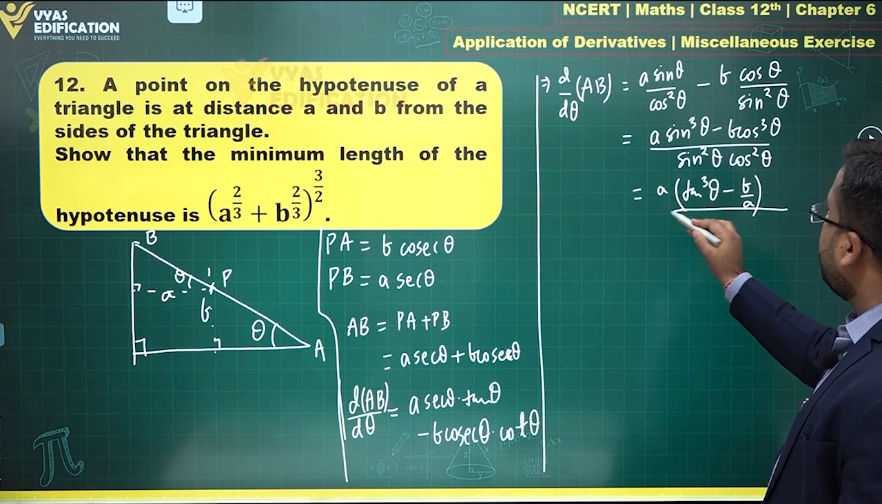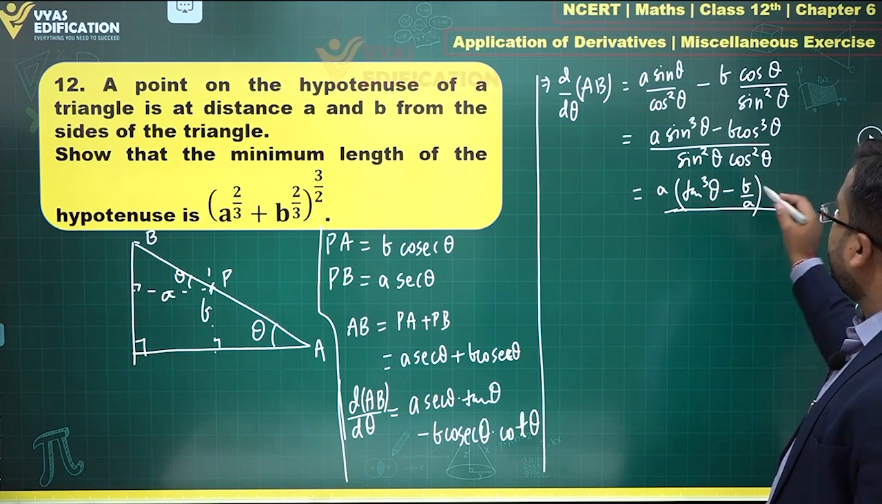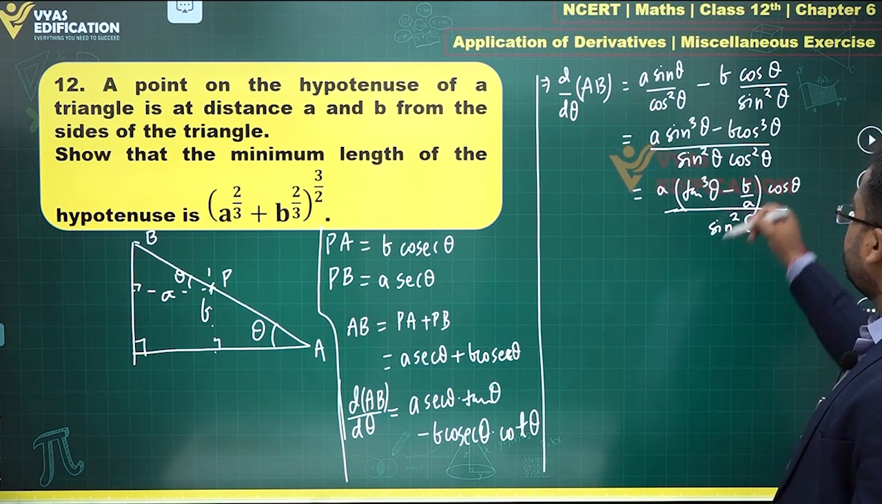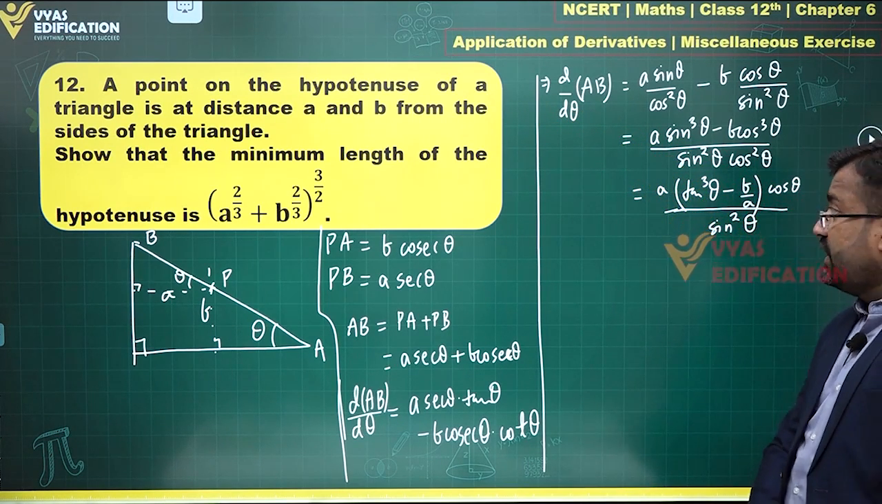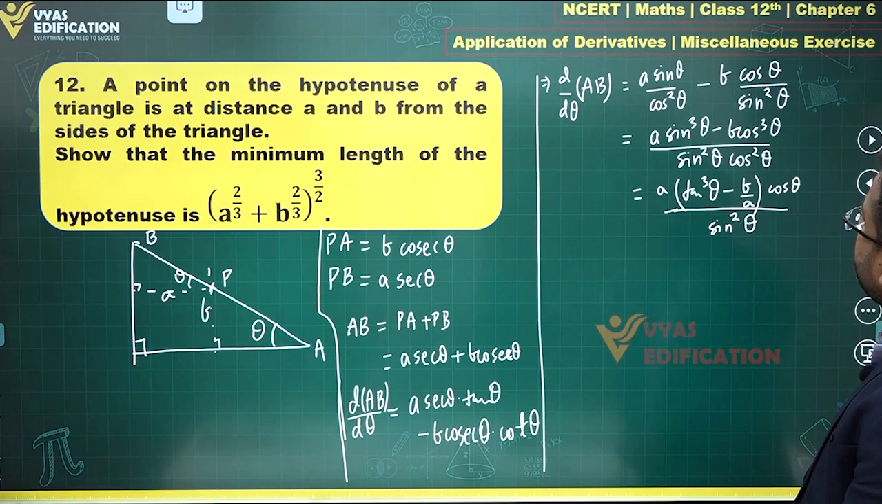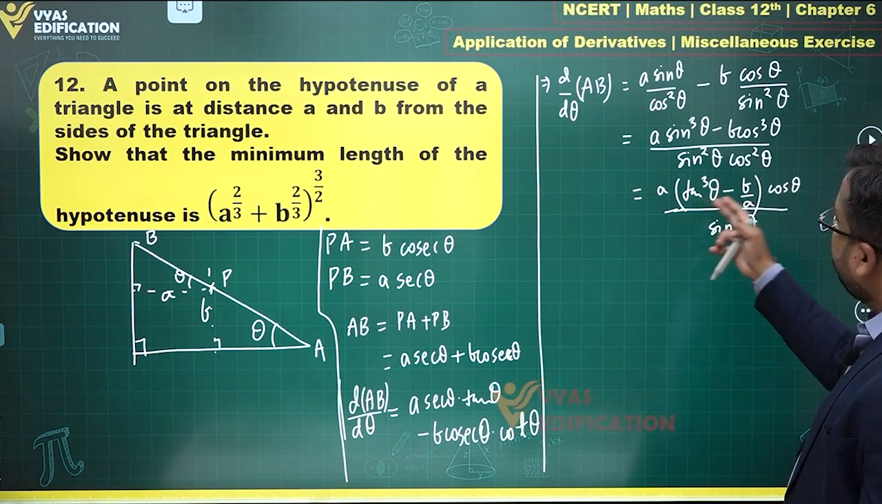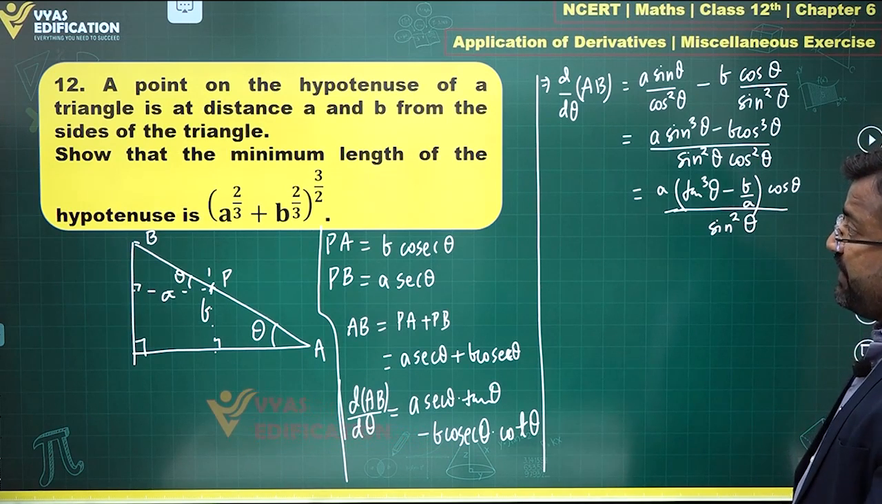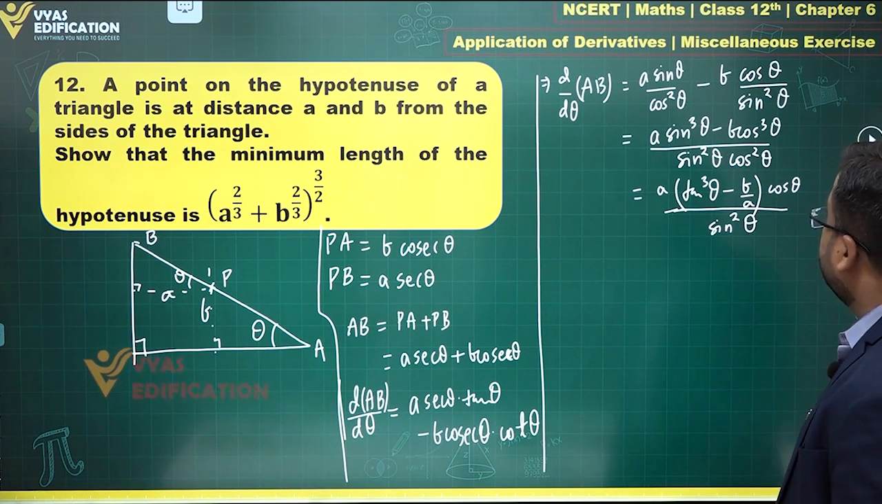What will remain is a and cos cube theta, and denominator will be sine square theta. This is cos cube theta upon cos square theta will be simply cos theta in the numerator. This is what you get. If you observe, I can easily equate this to 0 and get a value of tan theta, for which we'll get a critical point basically, yes, for theta.